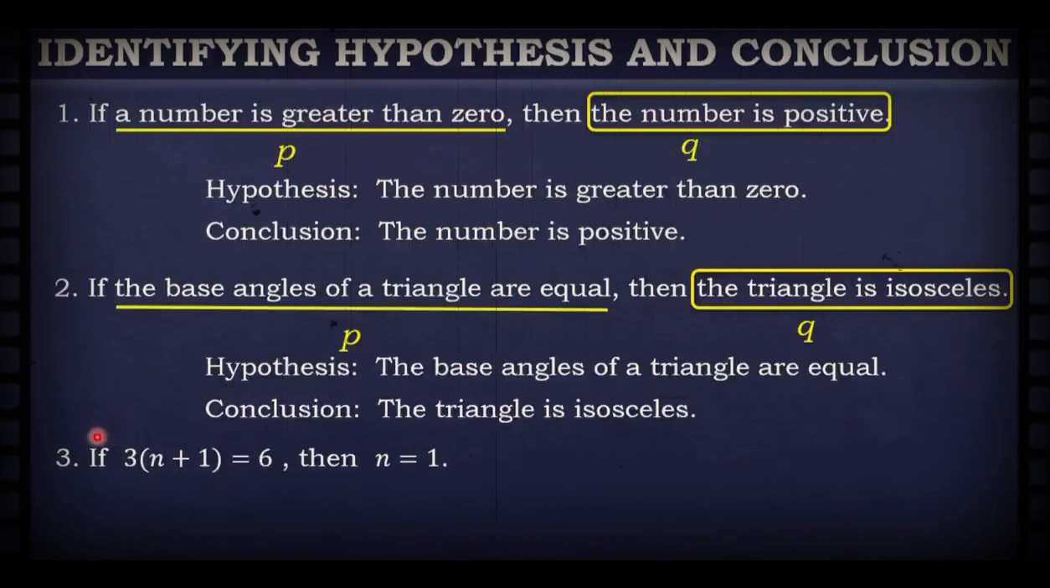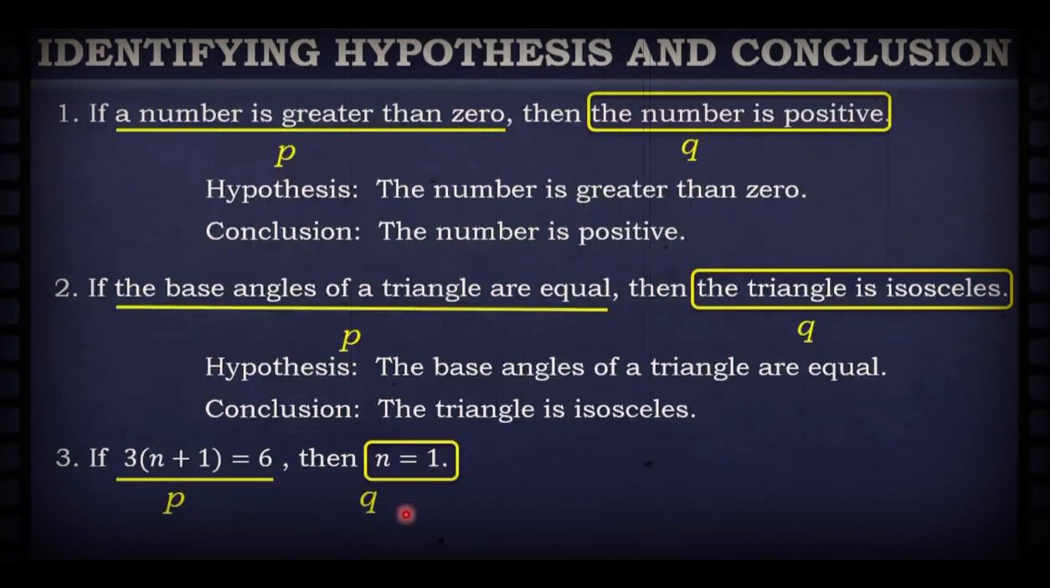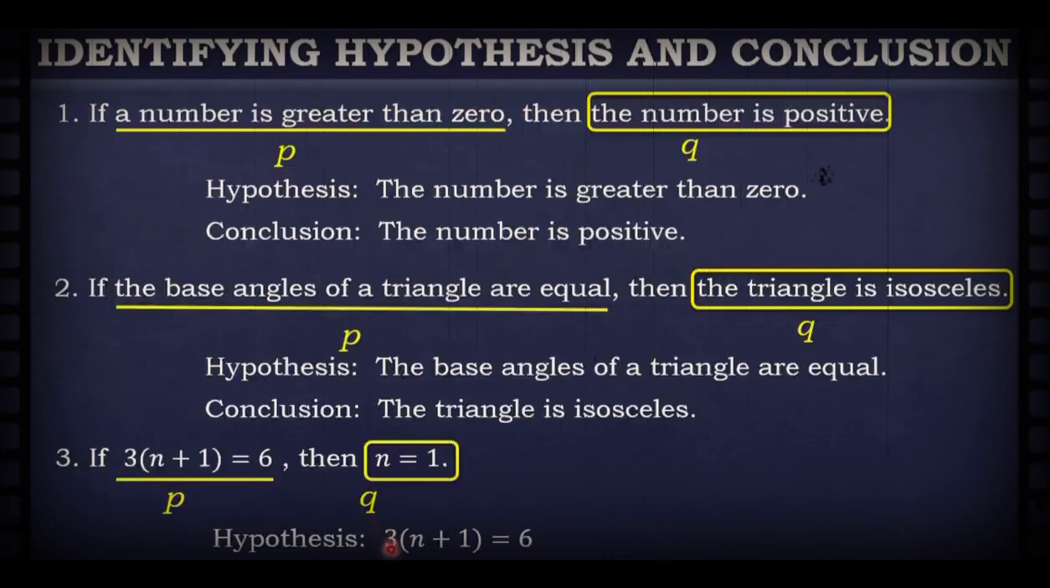Next, if 3 times the quantity of n plus 1 is equal to 6, then n is equal to 1. So, sabi ko nga pag-conclusion, result din siya, no? Possible result. Okay? So, therefore, this is your hypothesis. That is your P. Then, n is equal to 1, this is your conclusion. Okay? So, therefore, your hypothesis is 3 times the quantity of n plus 1 is equal to 6, and then your conclusion is n is equal to 1.